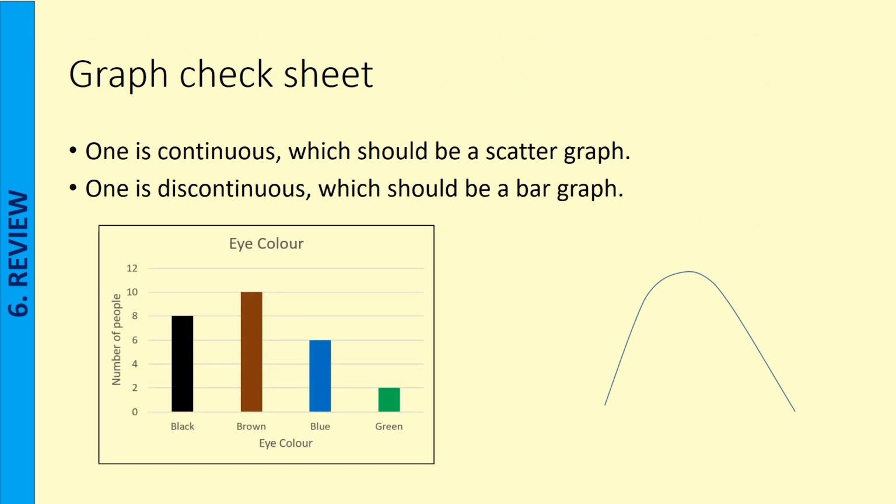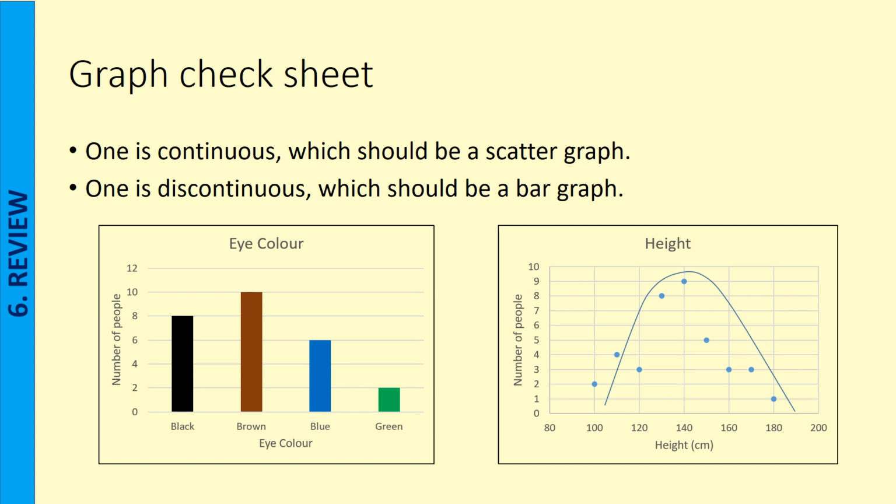So, one is continuous, which should be a scatter graph like the one drawn on the right hand side here for height. One is discontinuous, which should be a bar graph. That is eye colour shown on the left hand side. You'll notice how for height I've drawn a line of best fit in there, which roughly shows you how many people fit into each of these categories. Whereas for eye colour, it's a bar chart showing you 4 very distinct and very individual colours of eye.